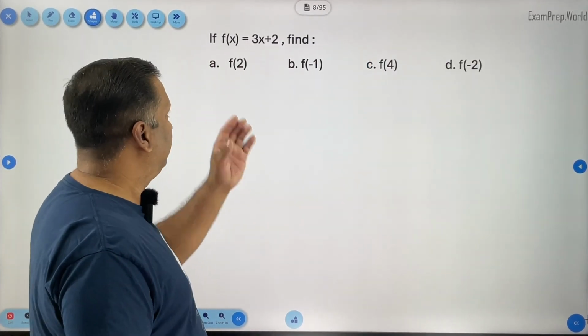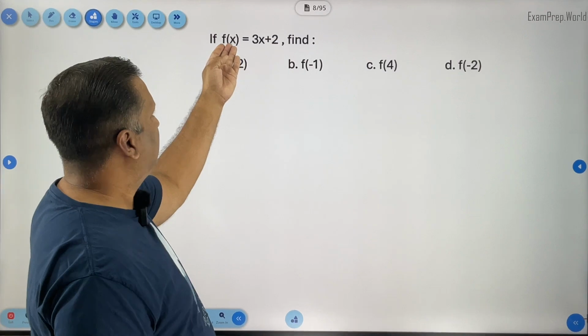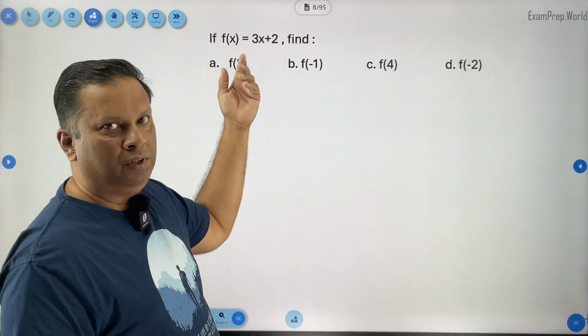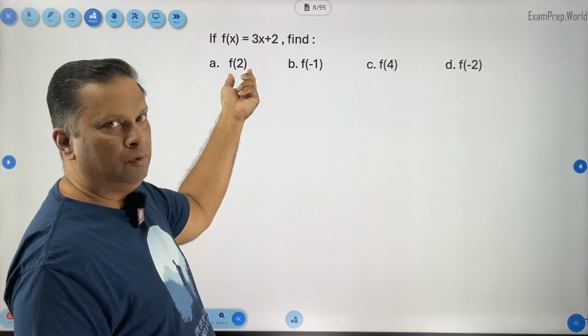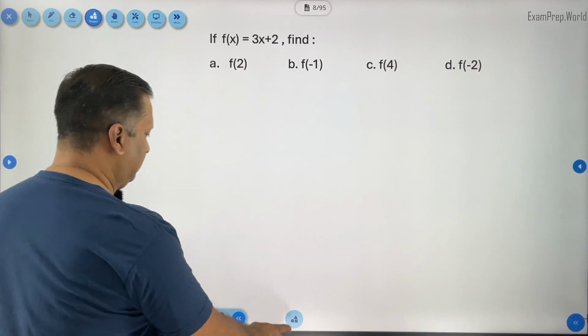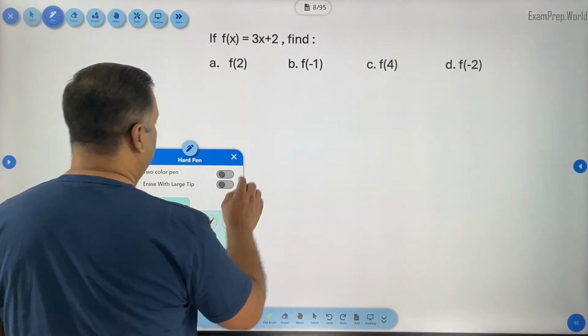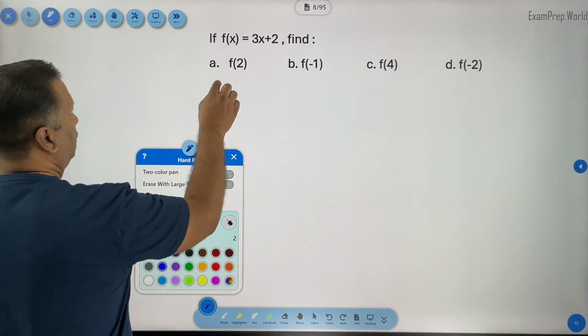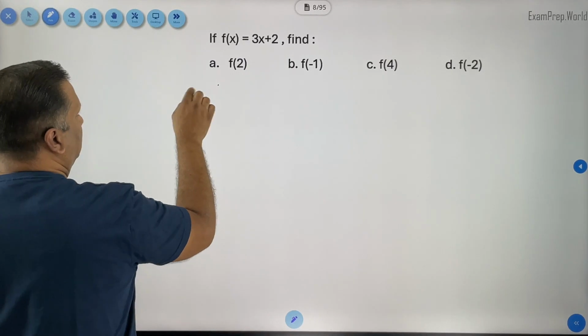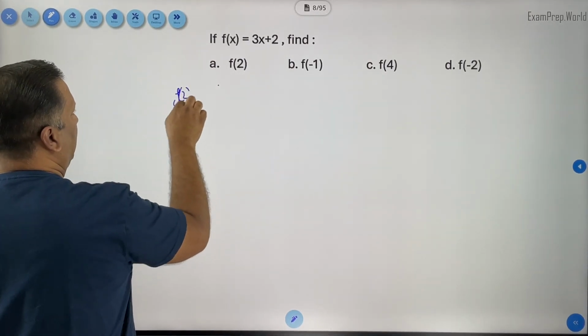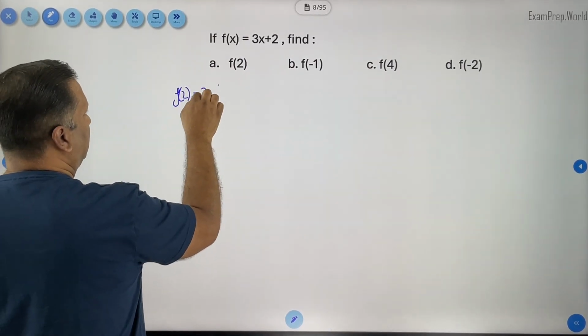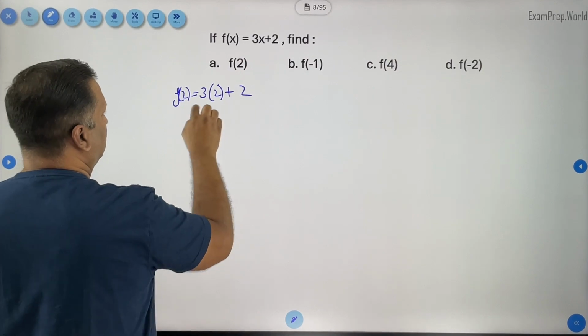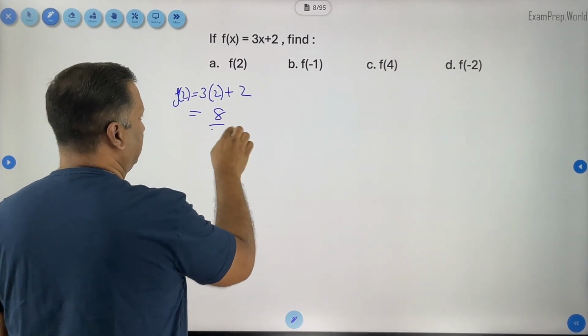So here we have been given a function f of x equals 3x plus 2. They are asking us to find f of 2. Very simple, start applying the value 2 inside this. So I would say f of 2 is 3 times 2 plus 2, which is 8.